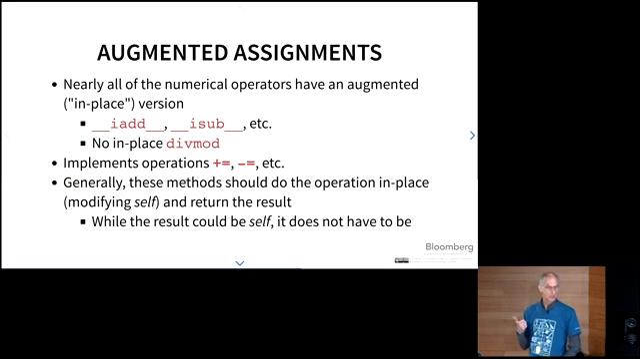Generally, these methods should do the operation in place, which is to say modifying self and return the result. That said, while the result could be self, it doesn't necessarily have to be self. One of the places where you would see this in one of the basic types is integers. The instances of integers are immutable. So if I do a plus equal operation, it's going to do the operation and return a new object. So if I do 42 plus equals 1, I'm not going to get self of 42, I'm going to get a new object, 43.